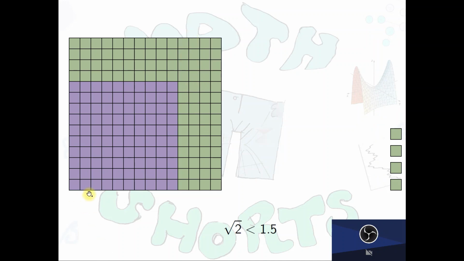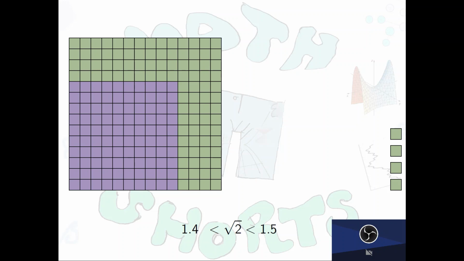So I can make a whole square that's 1.4 by 1.4, but I still have a little bit left over, which means my square root of 2 has to be bigger than 1.4, because I can make a square of 1.4 and still have a bit more. So this gives us a fairly decent approximation.